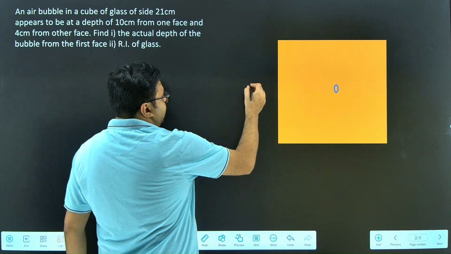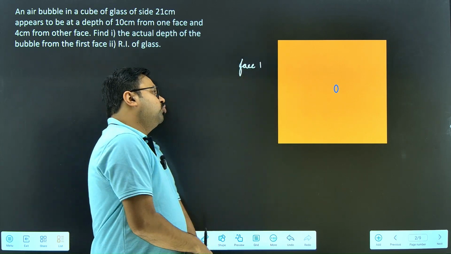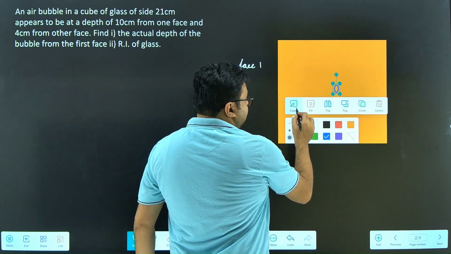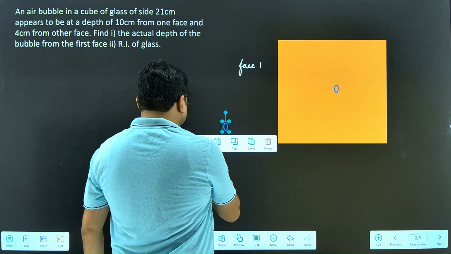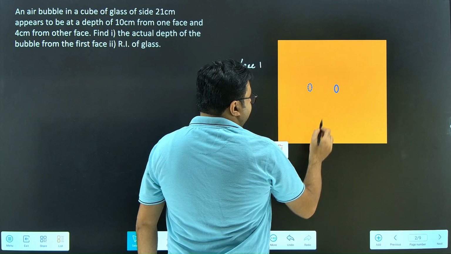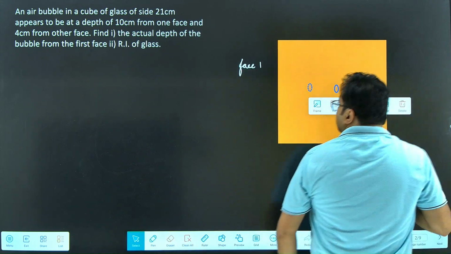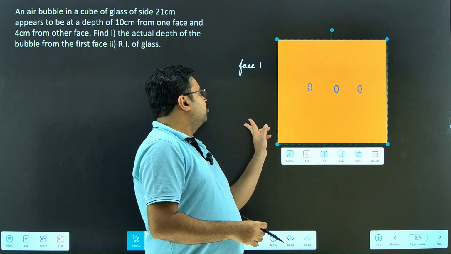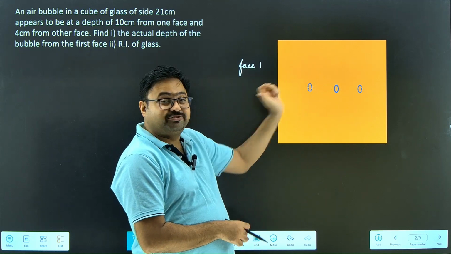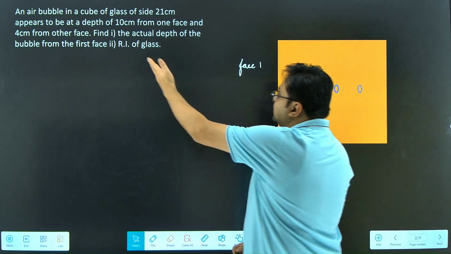Now, when you see from the first face, let me call this face 1. When you view it from here, this same bubble does not appear where it is, but it appears at a different place. Where does it appear? It appears somewhere here. And when it is viewed from the other face, it appears somewhere here. So when you view this bubble from this face, it appears to be normally shifted to this side, and when you view it from this side, it appears to be normally shifted here. That's what the question says.